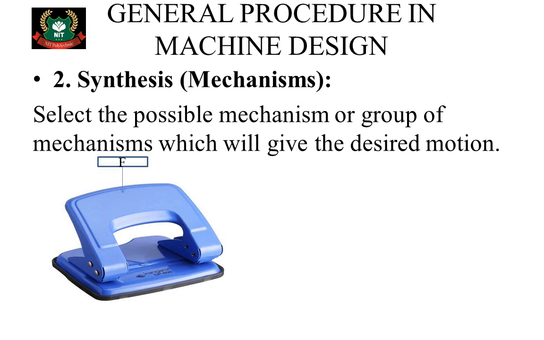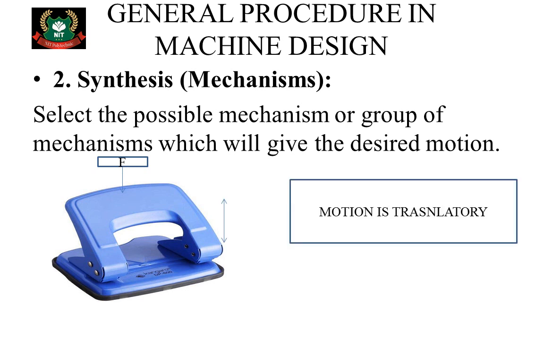When a downward force acts from the top of the punching machine, it will move in the downward direction, and spring action will move the punch in the upward direction. This motion is called translatory motion. So here the downward force is converted into translatory motion, with the help of which the hole will be made on the paper. So by selecting a proper mechanism, our need will be satisfied.